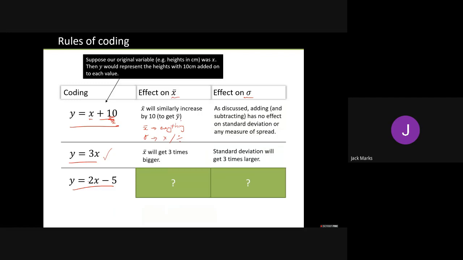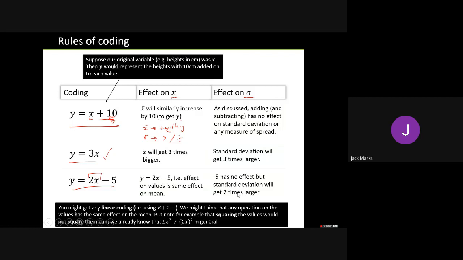More commonly, you'll have 2 rules for coding. So we use BIDMAS. We multiply by 2, then we take away 5. Well, the mean is affected by everything, so the mean will be multiplied by 2 and then reduced by 5. For standard deviation, it's only affected by the multiplication and not the minus 5. So it will be 2 times larger.